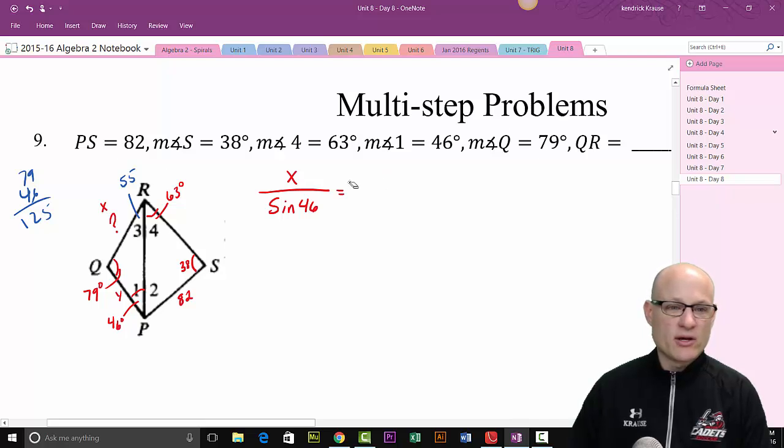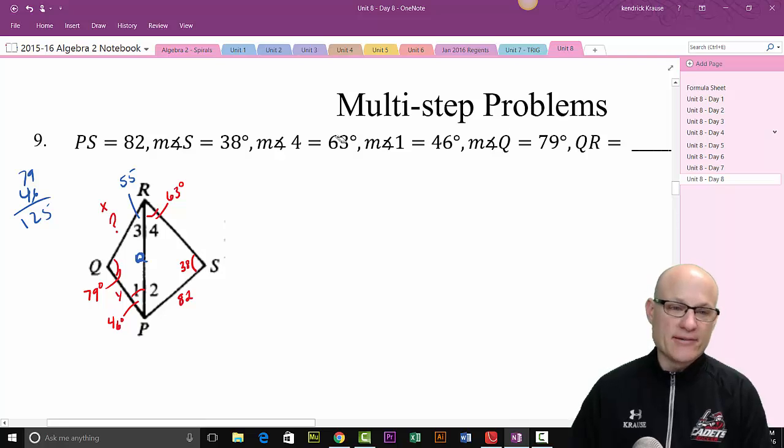So maybe I don't even need to call that Y. We'll call this W right here. So then I would have to do W over the sine of Q, which is, I should probably call this Q then, right? Q over the sine of Q, and the sine of Q is 79. But again, I have the same exact problem. I'm missing 2 pieces. And you're not allowed to be missing 2 pieces when you're doing the law of sines.